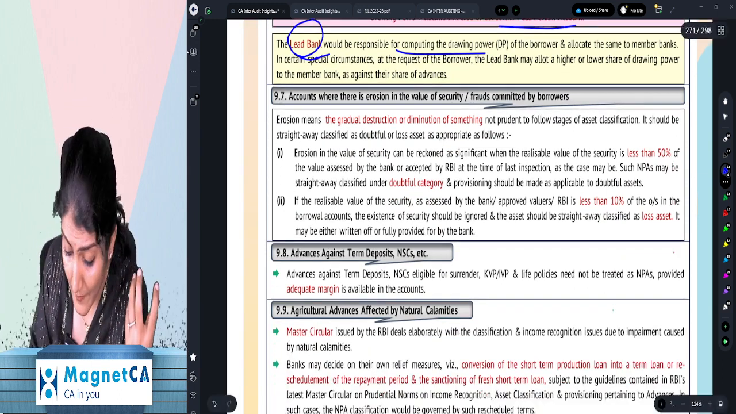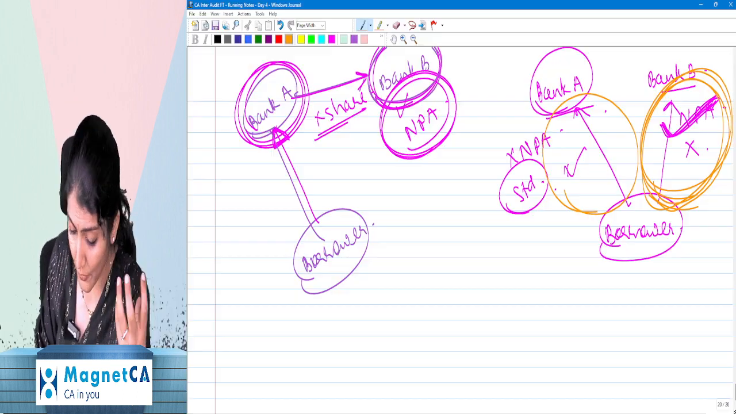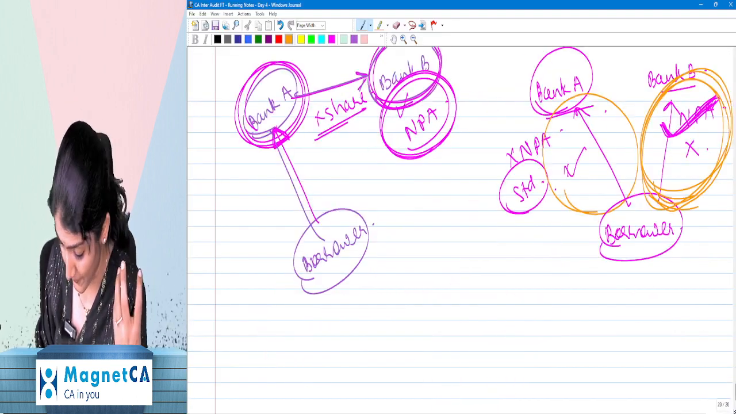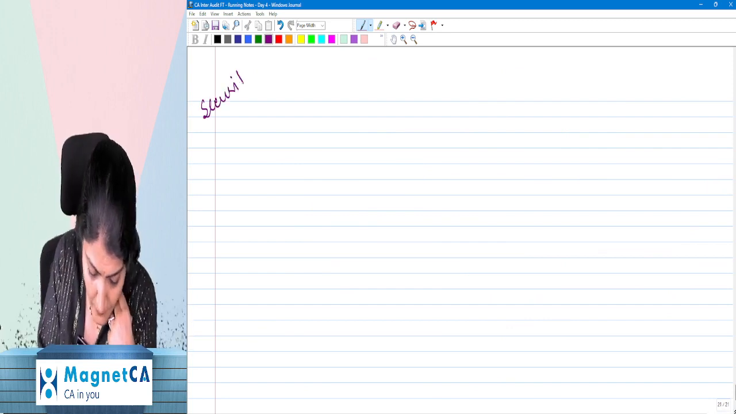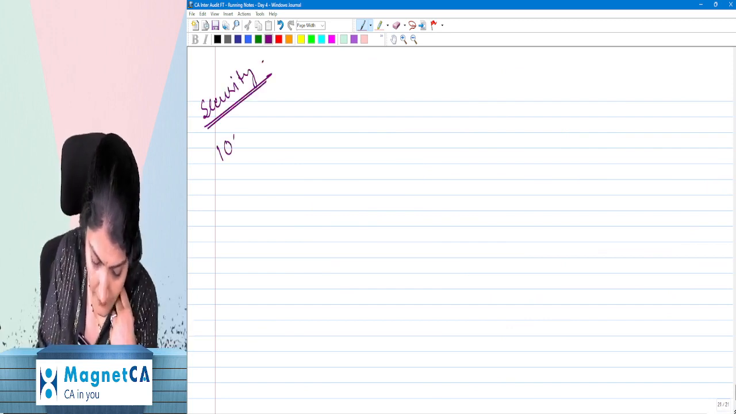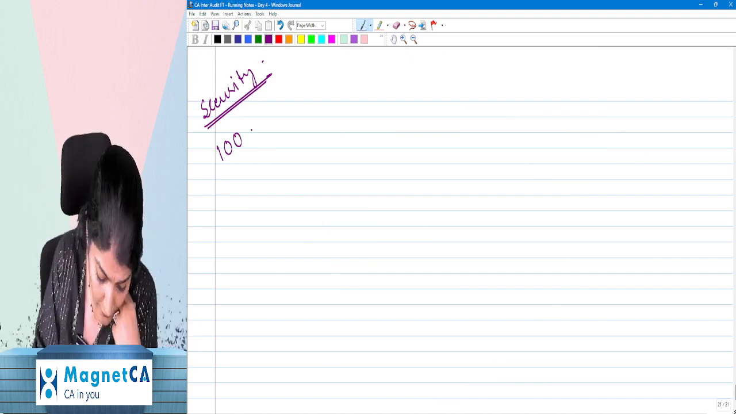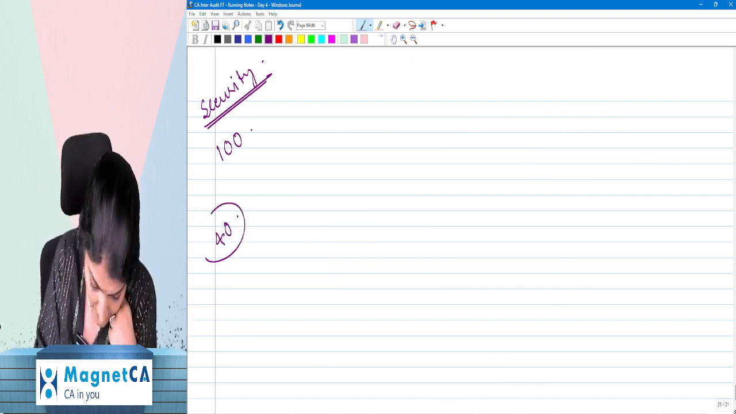Right, then accounts where there is an erosion in the value of security or fraud committed by the borrower. That means what? Right, say the value of the security against which the advance was given was, say, 100 rupees. Now say the value of that security has become 40%.